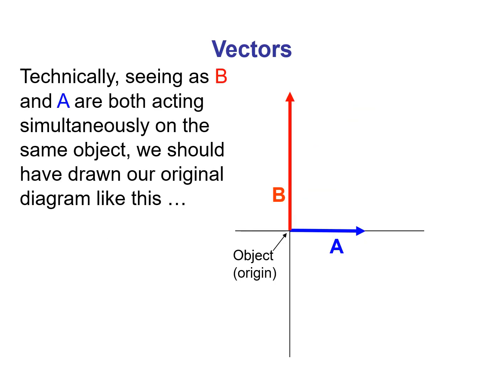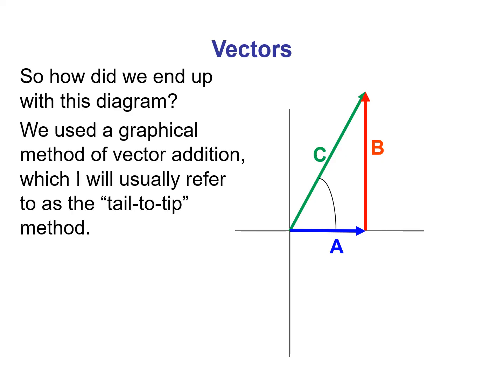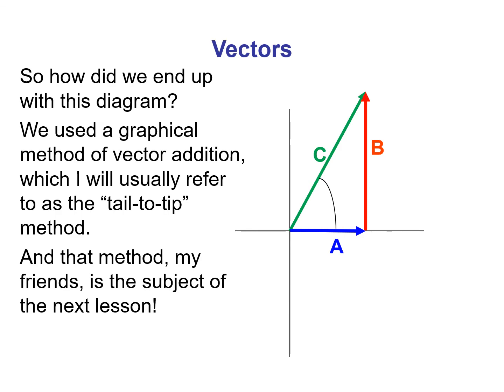Now, I said that A and B are acting simultaneously on the same object, which we are hiding under our origin. So technically, our original diagram should have been drawn like this. Since they're both acting on the same object, they both should have the same origin. So how did they end up like this in this diagram? Well, I basically moved B over by using a graphical method of vector addition that's called the tail to tip method. And that, my friends, is the subject of our next lesson.